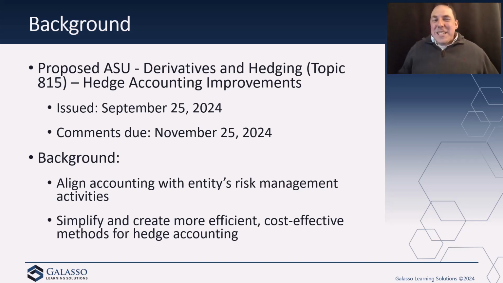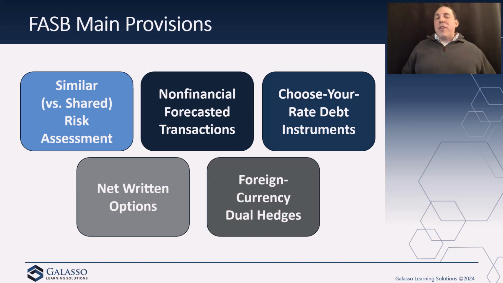Anyway, in this exposure draft, the FASB is working to better align hedge accounting with actual risk management practices, while also simplifying the guidance to make it more efficient and cost-effective. Over the next few minutes, we're going to be covering at a very high level some of the key changes and issues highlighted in the FASB's exposure draft. This includes the shift from using the shared definition to the new similar definition for risk assessment grouping, added flexibility for non-financial forecasted transactions, and the inclusion of choose-your-rate debt instruments in the guidance.